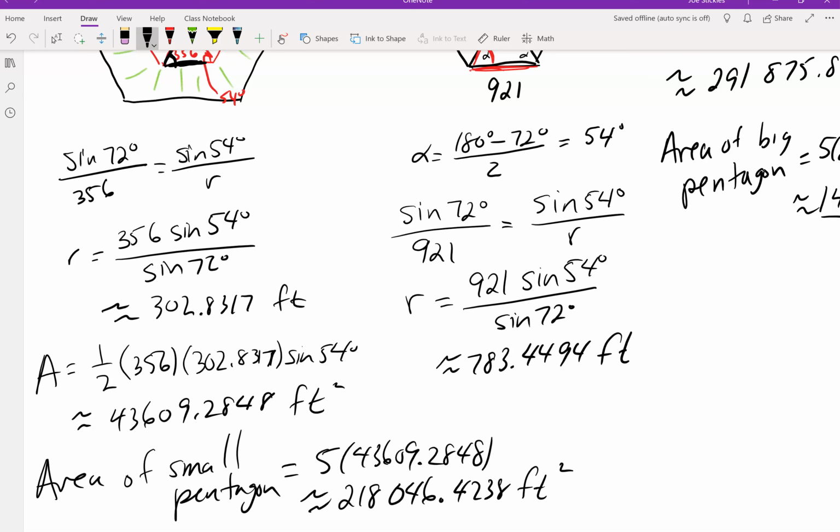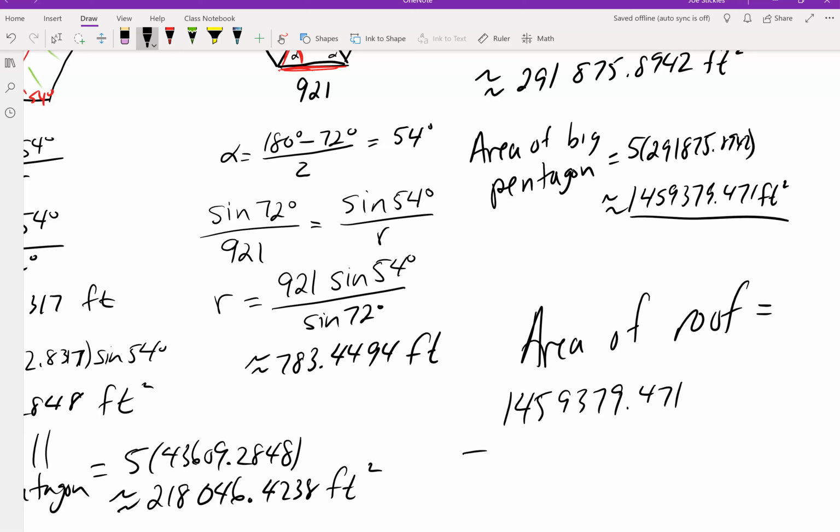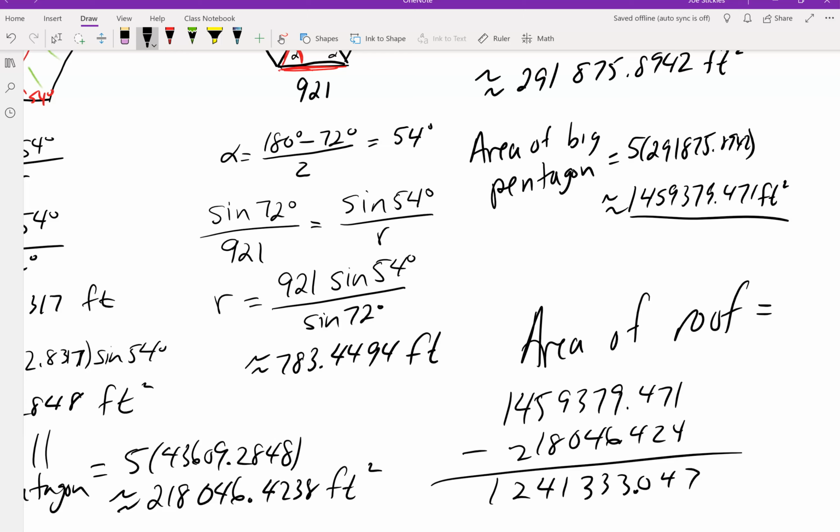And now we have the area of the big and we have the area of the small. So the area of the roof will be the 1459379.471 minus the 218,046.4238, and I'll round it to 4 in this case. So if we subtract the 1459379.471 and that 218 number, we get 1241333.047 square feet.